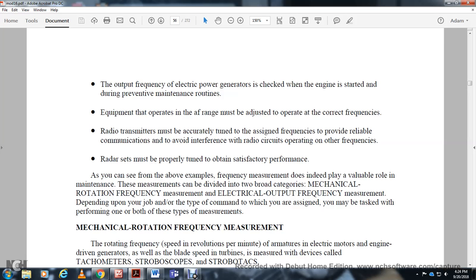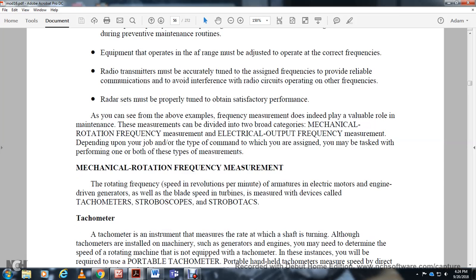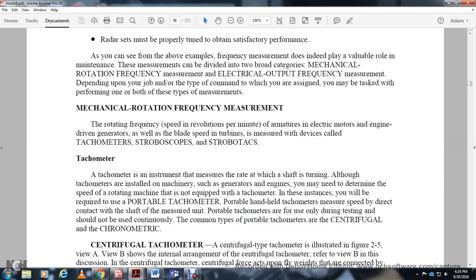Mechanical rotation measurement is the measurement of the rotation frequency, the speed, or revolutions per minute of the armature of an electrical motor, or of an engine-driven generator, or the blade speed of turbines. The devices used are called the tachometer, the stroboscope, and the strobotac. A tachometer is the instrument that measures the rate at which a shaft is turning.